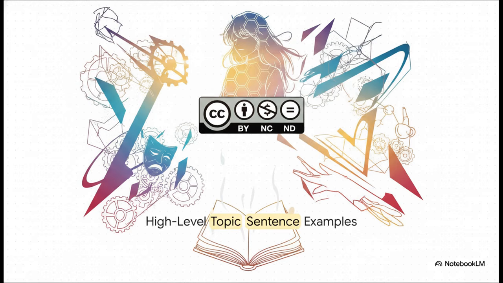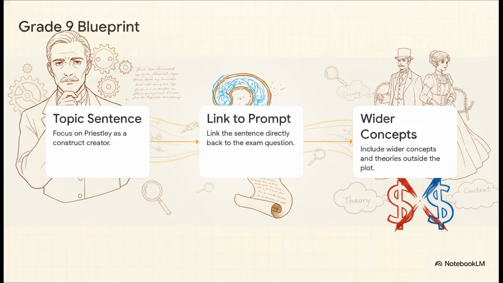Do you see the difference there? You are analyzing Priestley as a construct creator rather than treating the characters like they're real people. That is a real game changer. So, here is your definitive grade 9 blueprint. Step 1. Formulate that topic sentence focusing on Priestley. Step 2. Make sure that sentence links directly back to the specific exam question you've been asked.